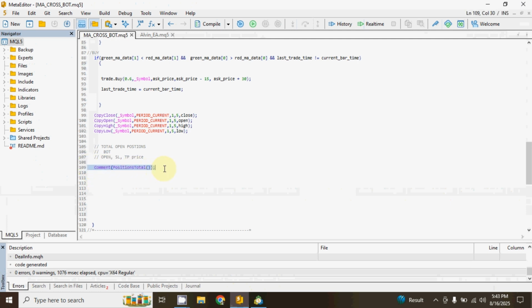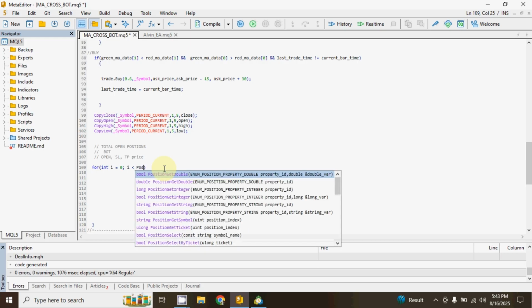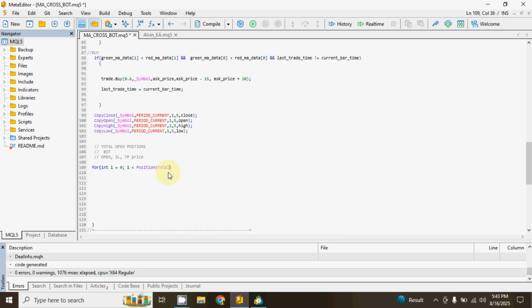Now, the next thing is that you have to use the for loop to loop through your account and check the number of trades that you have. Now, let me use the for loop. Open a parenthesis, then declare an integer variable int i equals 0, semicolon, and i is less than PositionsTotal, which means it's going to loop through from the first position.